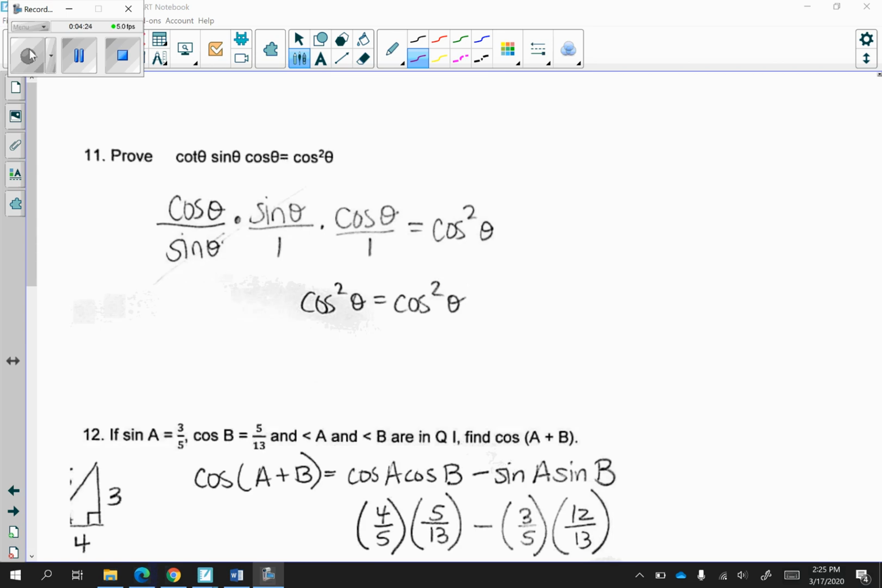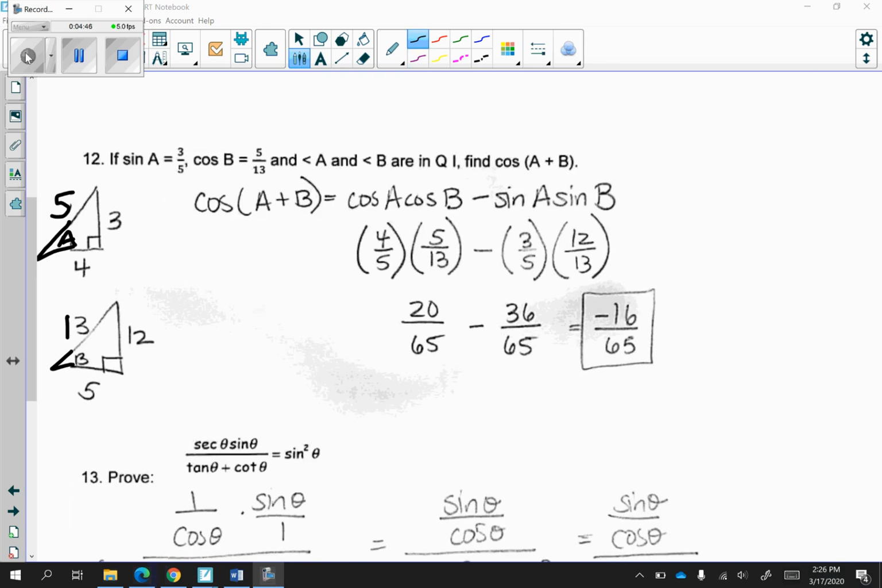Number 11 on the next page, it says prove cotangent of theta, sine of theta, cosine theta is equal to cosine squared theta. So all you have to do is simplify. Cotangent of theta is equivalent to cosine of theta over sine of theta. The sines cancel out. Cosine of theta times cosine of theta is cosine squared theta. So the left side is equal to the right side.